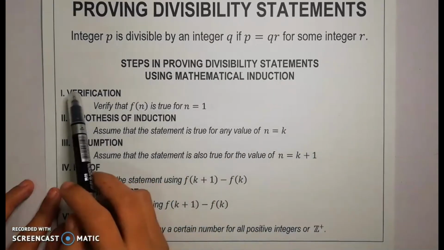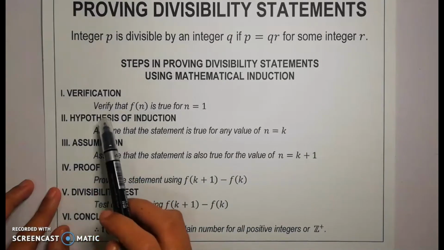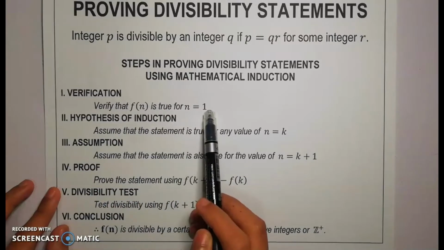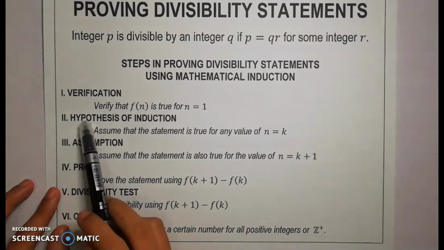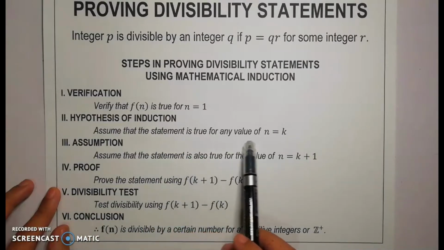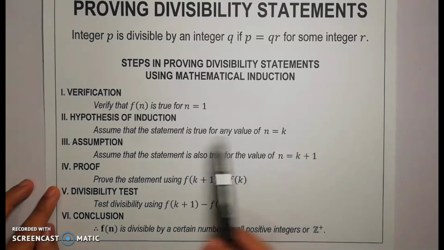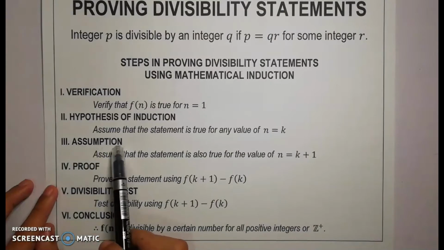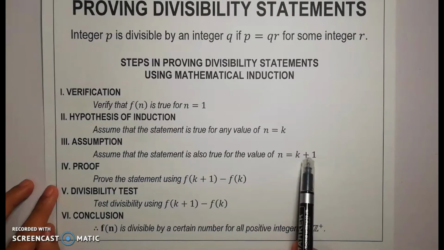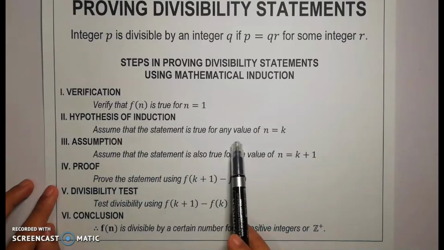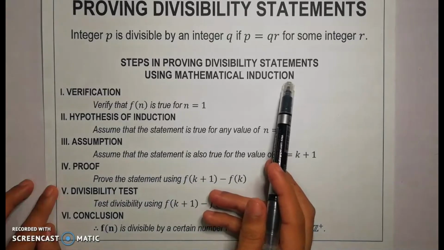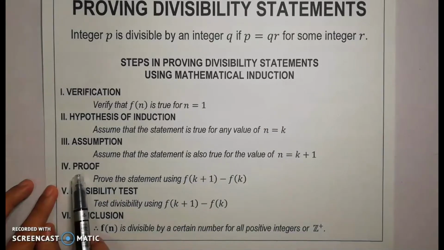Just like solving summation identities, we need to verify that f of n is true for n equal to 1 for the first step. For the second step, we need to do the hypothesis of induction, in which we assume that the statement is true for any value of n equal to k. For the third step, we assume that the statement is true for n equal to k plus 1. These first three steps are like the mathematical induction.